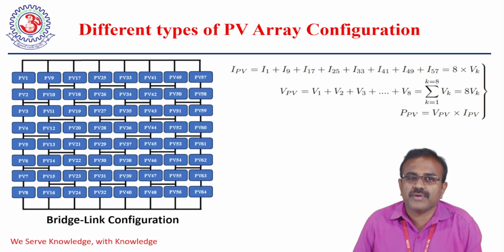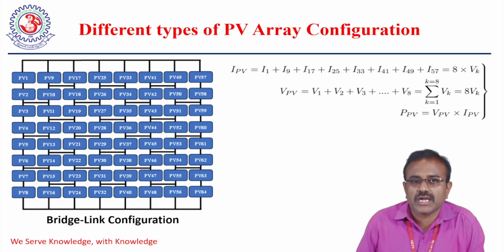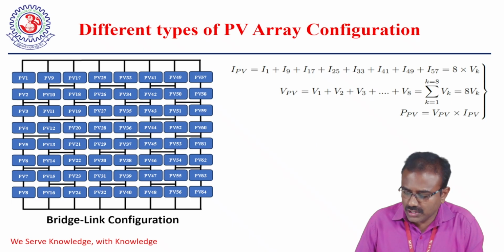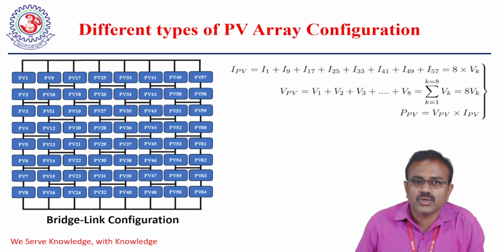What is the meaning of bridge link configuration? The modules can be seen like a bridge rectifier, because the array output voltage reduces if the number of PV modules is exposed to different partial shading conditions. So this structure looks like a bridge rectifier. In this, the total voltage is the sum of the series voltages, and the total output current is the sum of the parallel currents. With the help of this configuration we can see the formula.